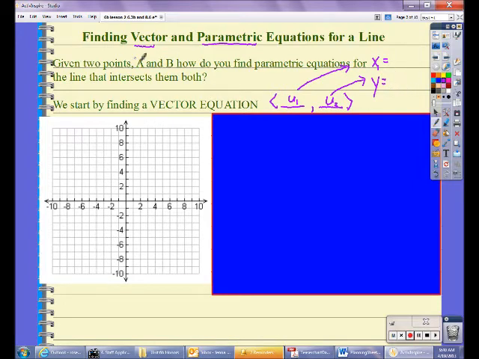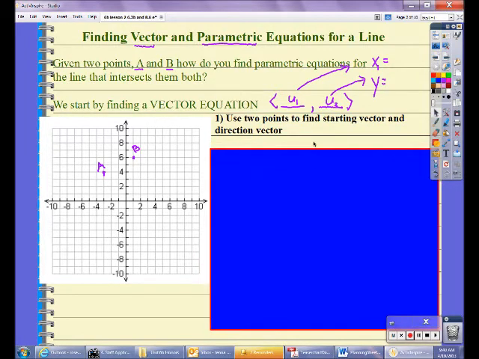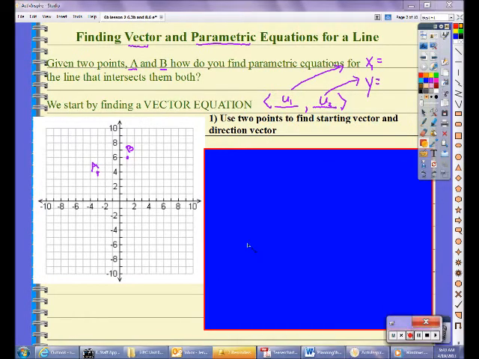Let's talk about, given 2 points A and B, how you can find a parametric equation by starting with a vector equation. Let's just pick some points. Let's say negative 3, 4, and 1, 6 as A and B. The first step in finding a vector equation is to use those 2 points to find a starting vector and a direction vector. Let's see what that looks like.